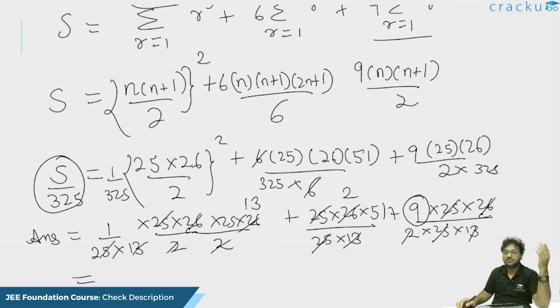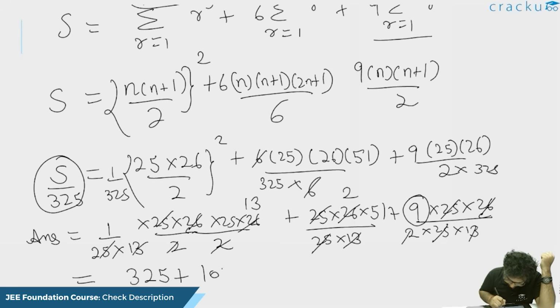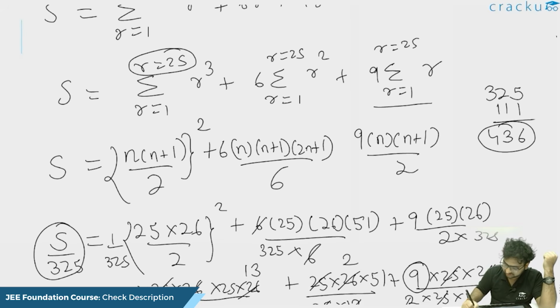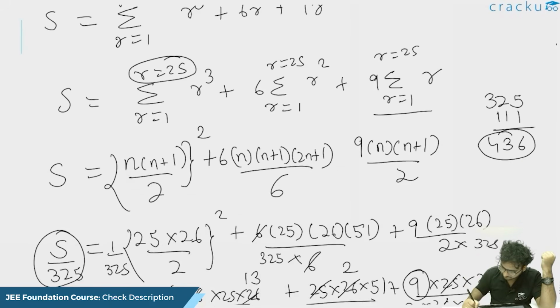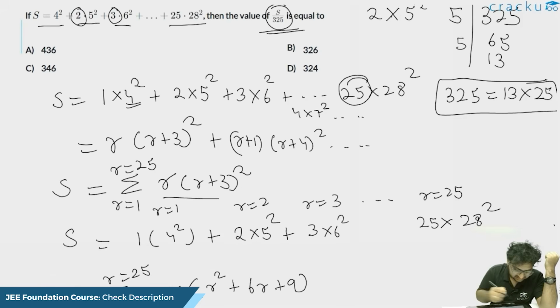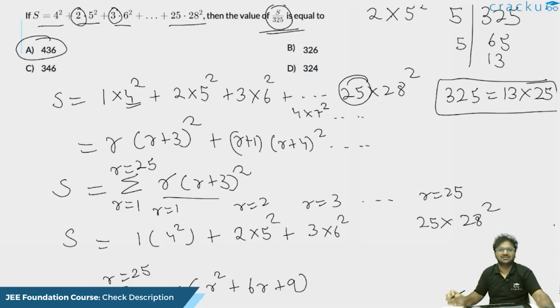So 25 into 10 is 250 plus 25 into 3, which is 75. So 325 plus this is 51 into 2, which is 102 plus 9. Okay. So this is 325 plus 111. So 436 is the answer. So we get this as 436, which is our answer, or S by 325. Hence the correct answer is option A, 436.